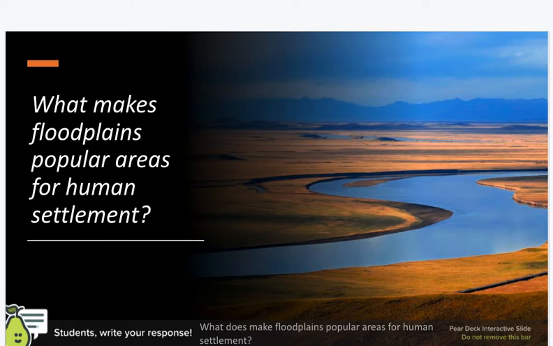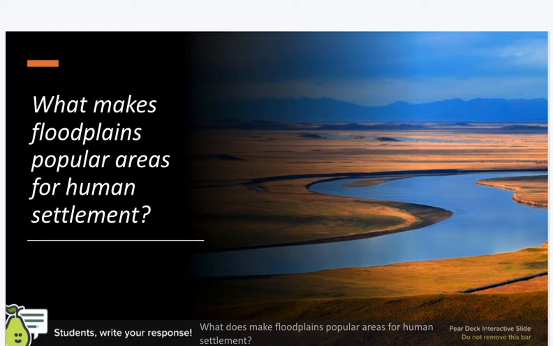Then, what makes floodplains popular areas for human settlement? Lots of reasons. Water makes it easy to transport stuff. These areas have that cyclical seasonal flooding, which drops very sediment and nutrient-rich soils along their banks. So these areas are great for agriculture. And finally, it's a source of water to drink.